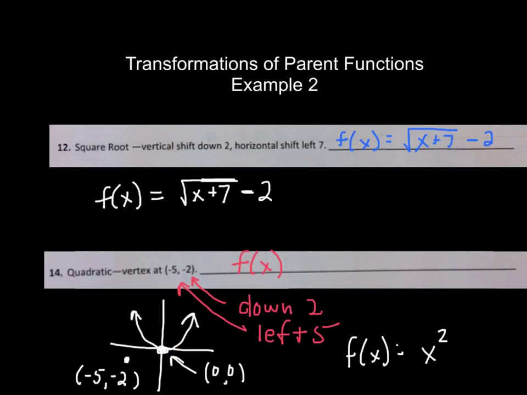Now how do I move that down 2? Put a minus 2 at the end. This is kind of tough because I already wrote it there. How would I put a left 5? Add 5. I got to add 5, but it has to be in parentheses underneath the squared. So I have to put a plus 5 in here. So I'll write that up here now, all in one. We have f of x equals parenthesis x plus 5 quantity squared minus 2. And that's our answer. Question there.